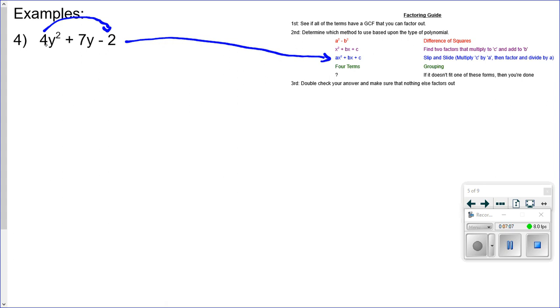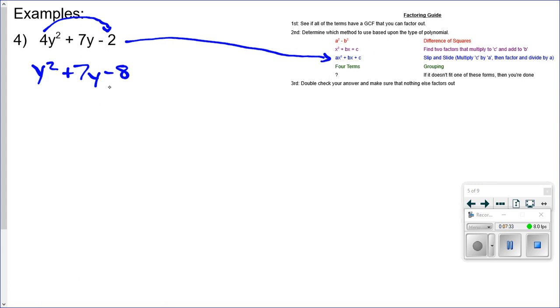All right, so I'm going to multiply the 4 times the negative 2, and that's going to give me y squared plus 7y minus 8. So remember, really, I moved the 4 to the end, so that's why the 4 is not here anymore. And now I'm going to factor this, so I'm looking for 2 numbers that multiply to make negative 8 and add to make positive 7.